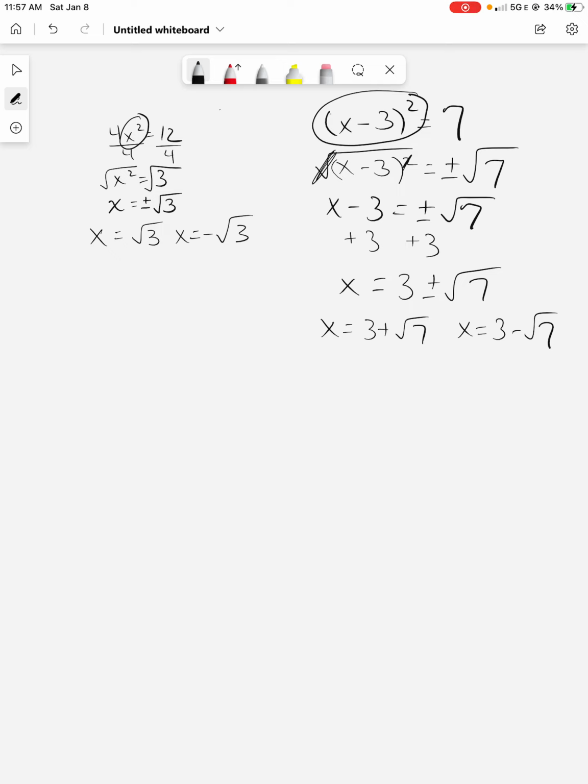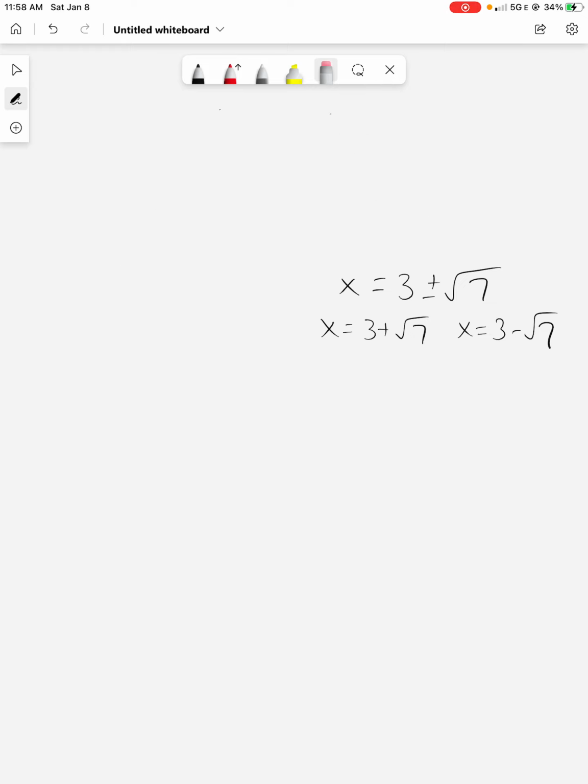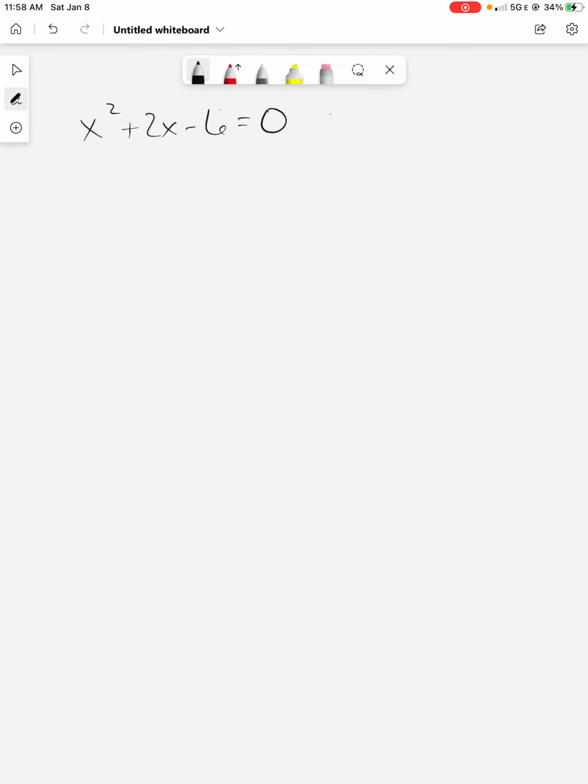Okay? The third method that we're going to look at is called completing the square. It's probably most students' least favorite method. But if you follow the steps, it's pretty straightforward. So we have x squared plus 2x minus 6 equals 0. This is just a way to force getting a square like we had in the previous problem so that you can extract the square.